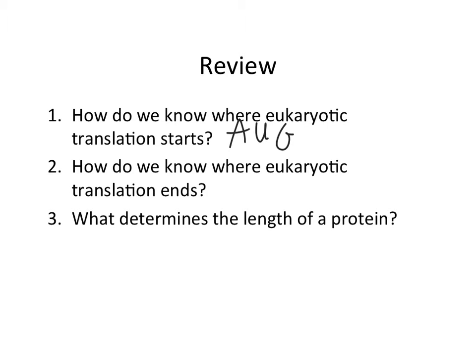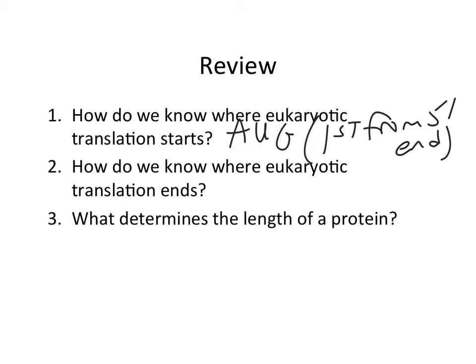Which AUG? There could be a lot in a messenger RNA. The first one to the right of the 5' cap. That's what I heard up here in the front. So the first AUG you encounter reading from the 5' end. That's eukaryotes.